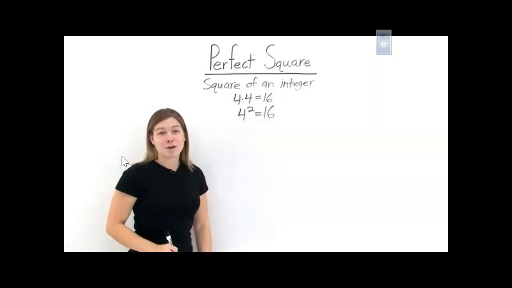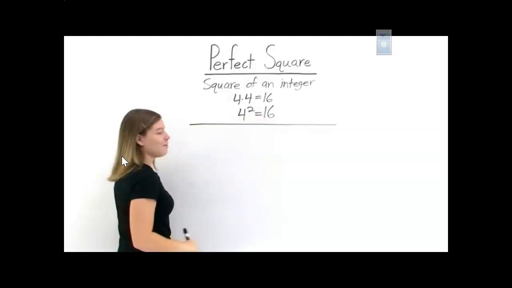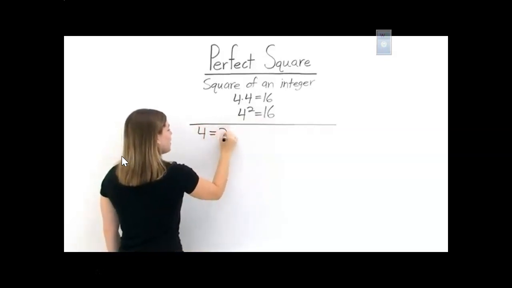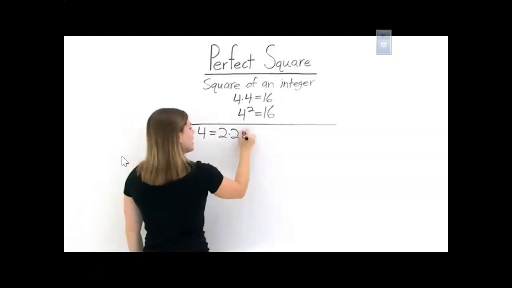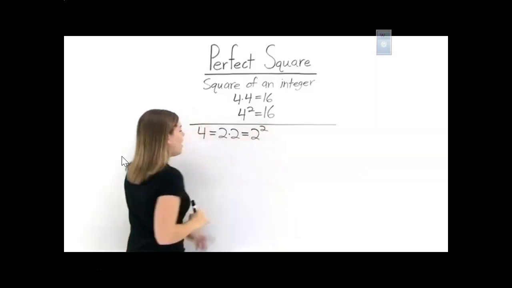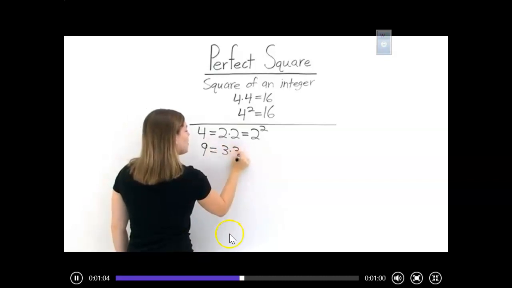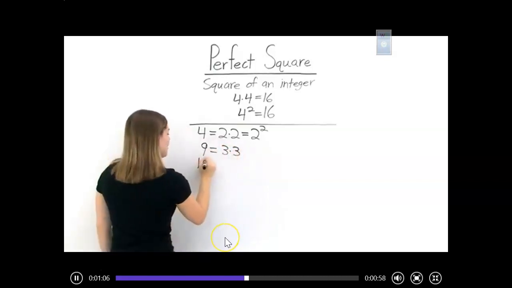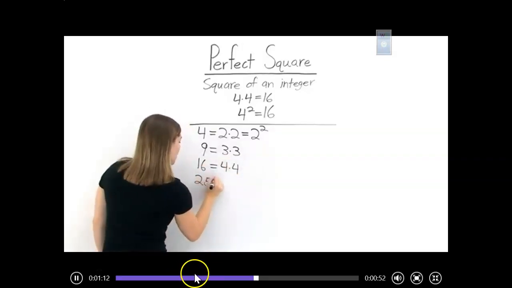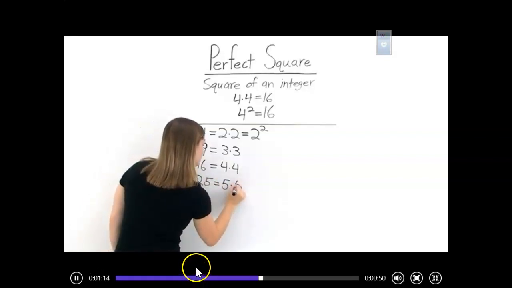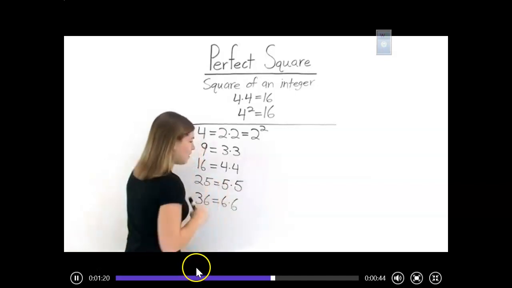Now there are an infinite number of perfect squares, but let's list off just a few to get an idea of what they look like. 4 is a perfect square because it can be broken down into 2 times 2. In other words, we take the integer 2 and square it and get the perfect square of 4. 9 is also a perfect square because it can be broken down into 3 times 3. We already know that 16 is a perfect square. It's 4 times 4. 25 is also a perfect square because it's 5 times 5. And 36 is a perfect square because it's 6 times 6.